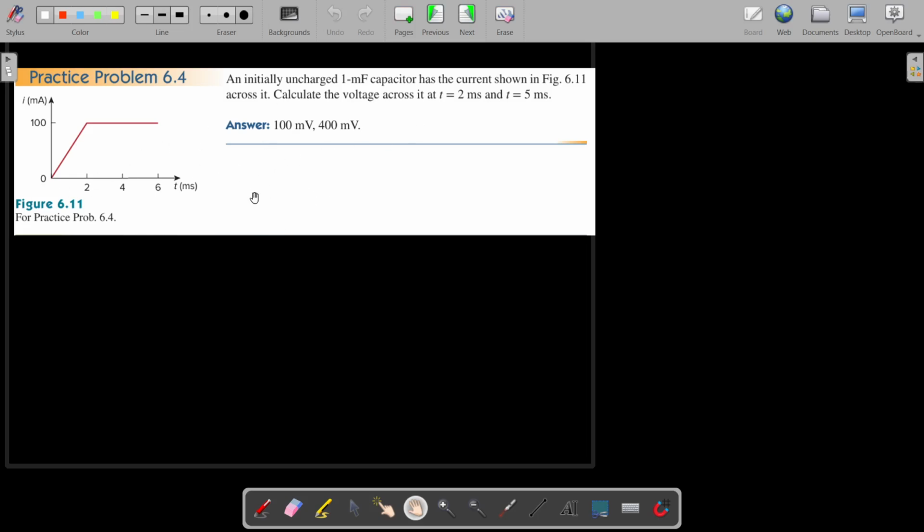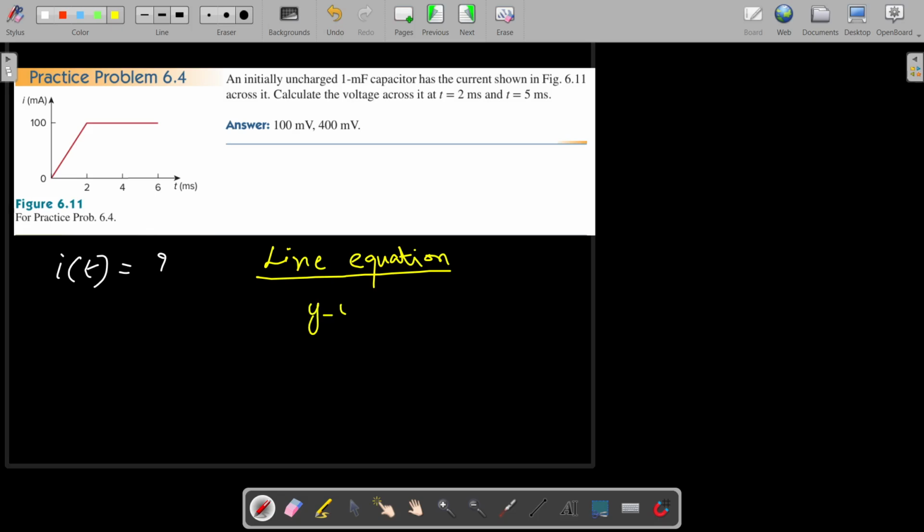In this problem, the mathematical expression for the current is not shown. Instead, the plot is given. The waveform of this current with respect to time is given. So from this, we need to find out the mathematical expression. Then only we can proceed further. So using the line equation, we can find out the mathematical expression.